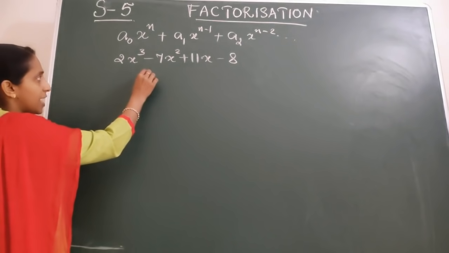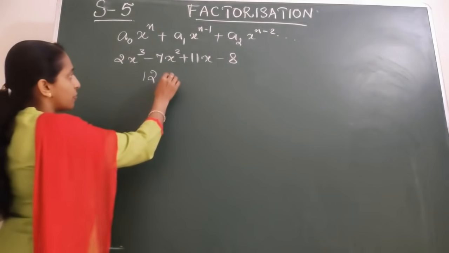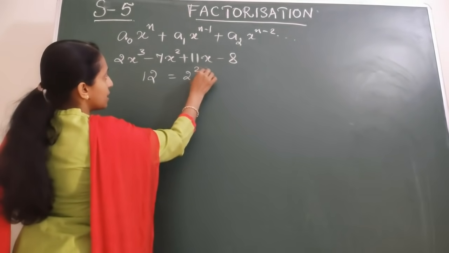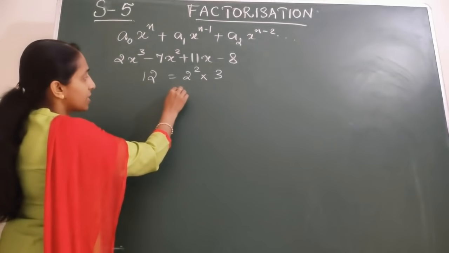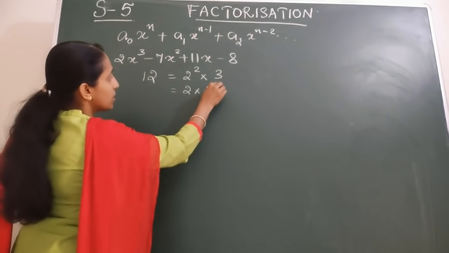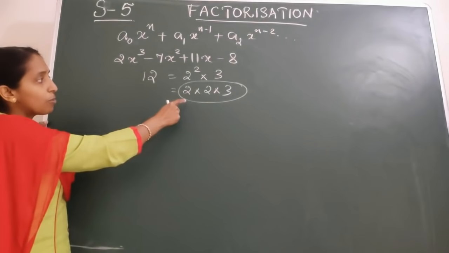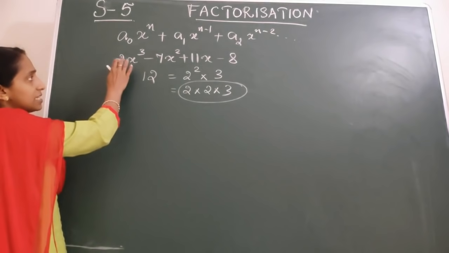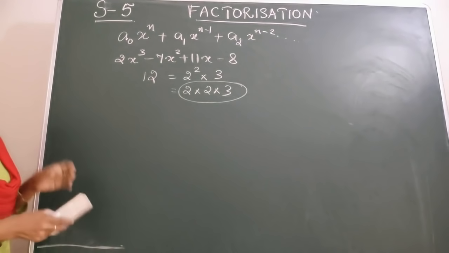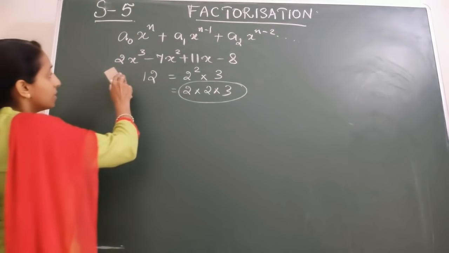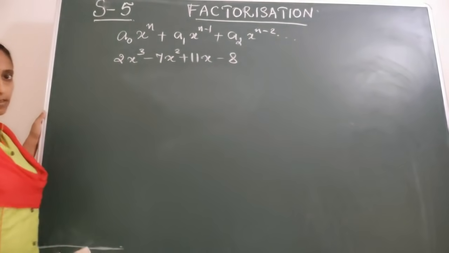For example, if you have a number 12, you can write it in the product of factor form. That means 2 square into 3, 4 3s are 12, or you can write it as 2 into 2 into 3. So this is the product form of a number. Similarly, we can write this expression in the form of products. That is known as factorization of polynomials.